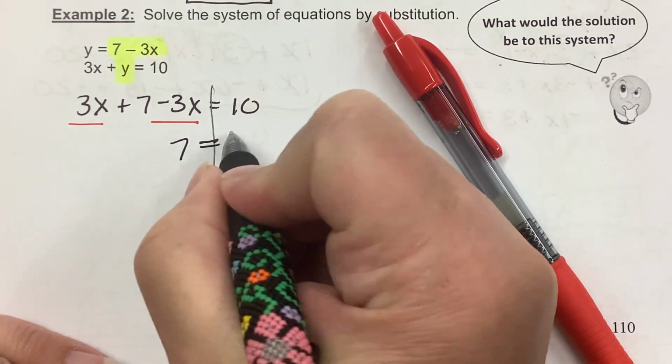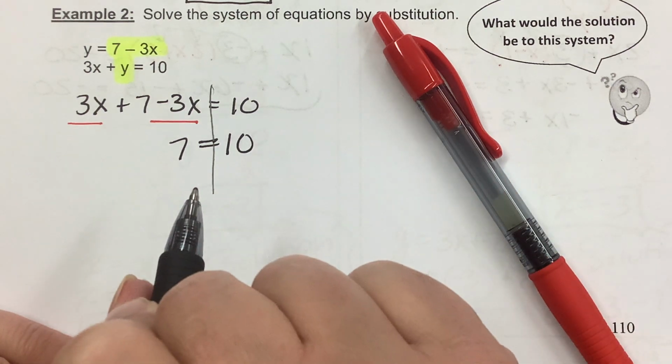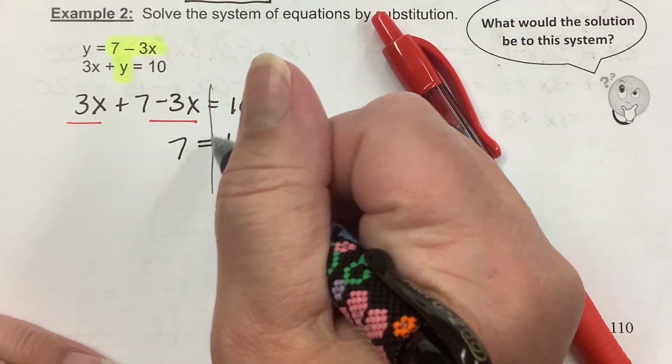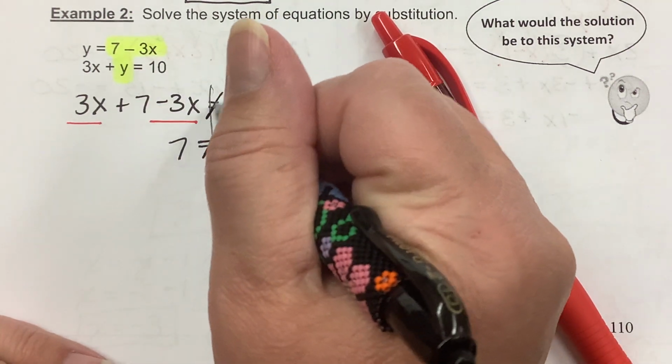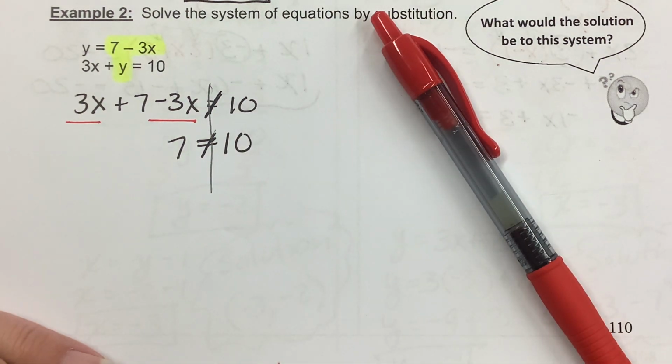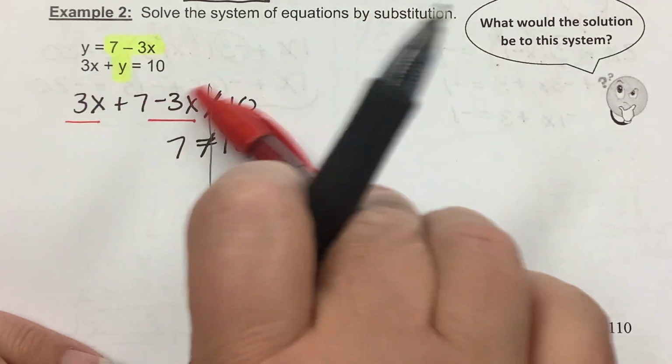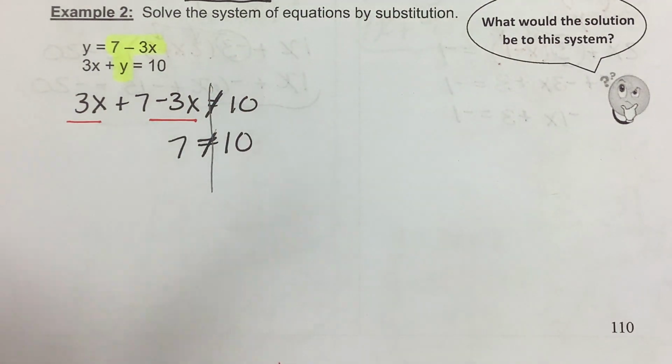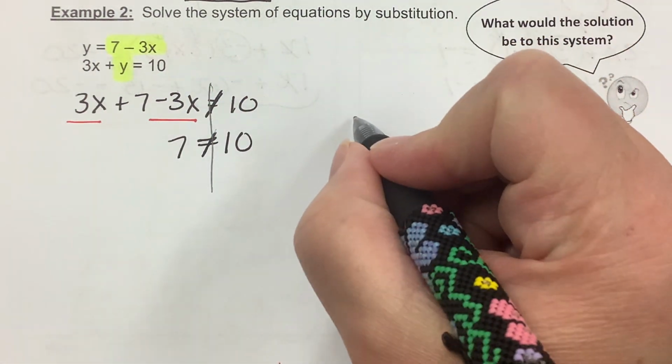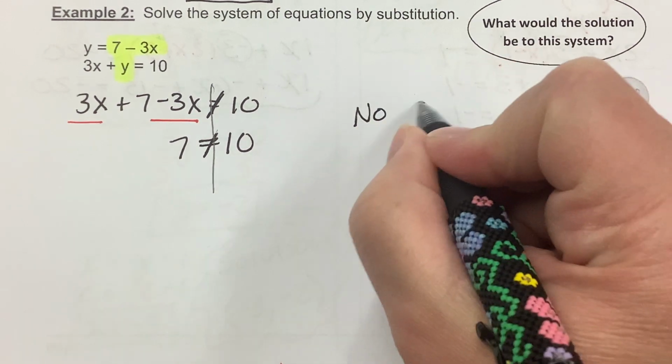7 equals 10. Well, that's utter nonsense. 7 does not equal 10, so put a little line through there. 7's not equal to 10. Remember we talked about this. When the variable disappears and it's not equal anymore, that means there is no solution.